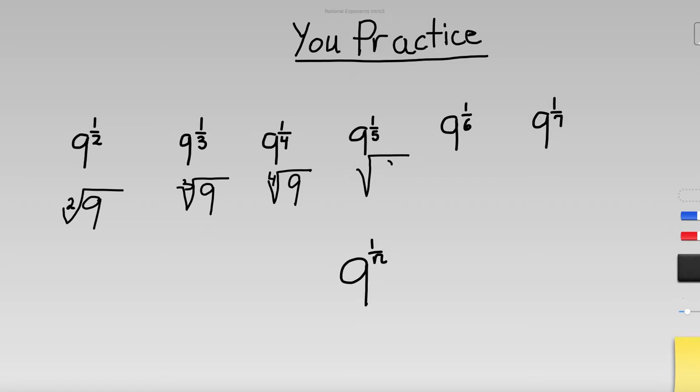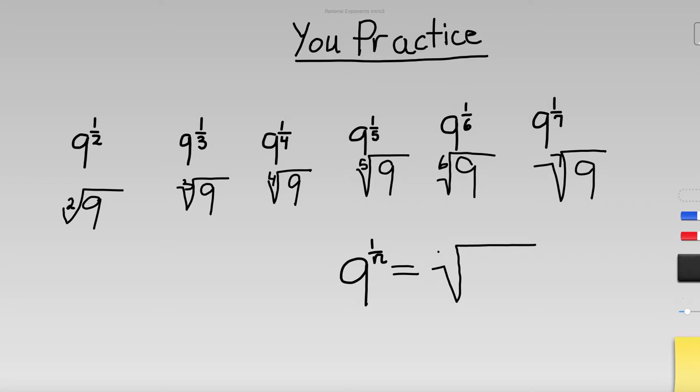This is going to be the fifth root of 9. And this is going to be the sixth root of 9. And this, quite simply, is the seventh root of 9. So again, the denominator basically tells you what the root is, and that's all you have to do to rewrite it. Now, in general, it really doesn't matter what the denominator is. In general, if you had a number raised to the 1/nth power, that would simply be the nth root of that number.